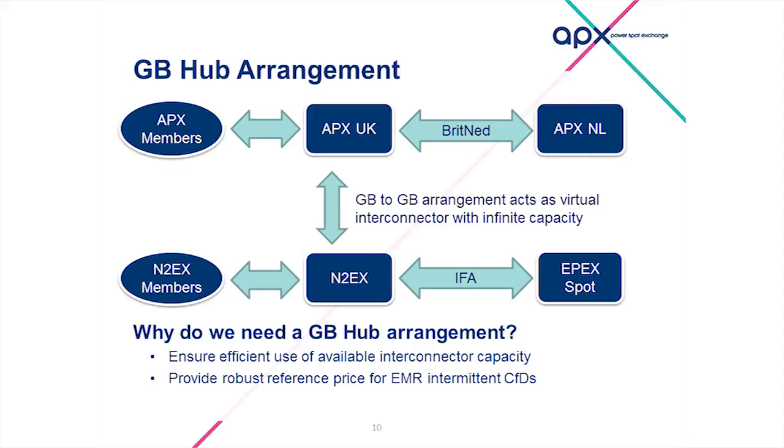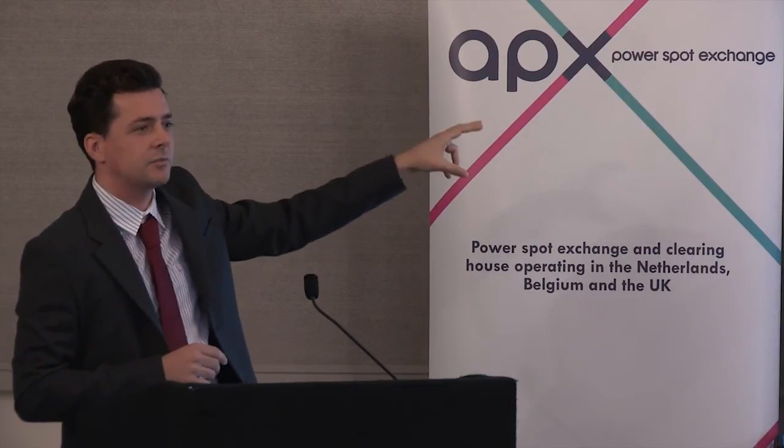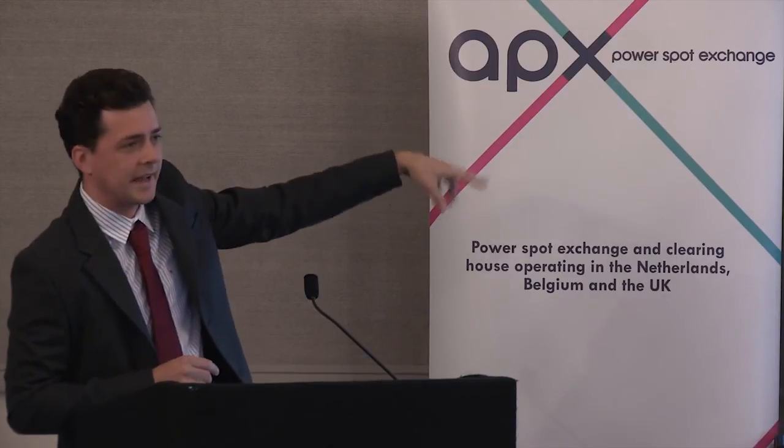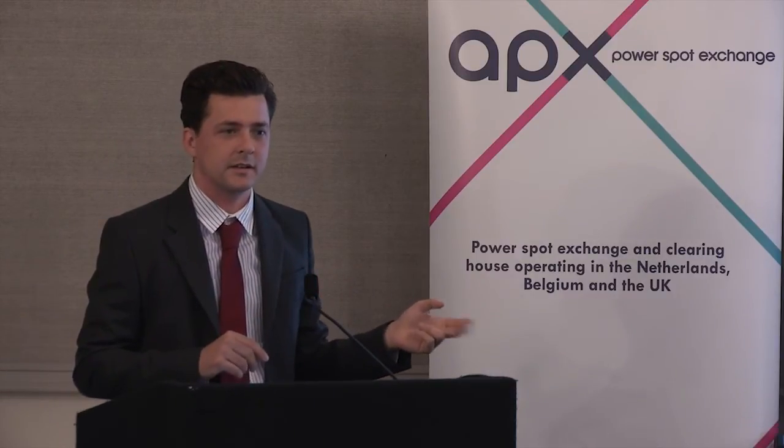To have infinite capacity between those two day-ahead auctions, because the market coupling algorithm works to take energy from the lower price day-ahead auction and sell it into the higher price day-ahead auction until prices are equalized. So if there's an interconnector with infinite capacity between the two power exchanges, that should mean that the GB day-ahead auctions always come out at the same price. That's seen as important for two reasons. The first reason is to ensure efficient use of the interconnector capacity.